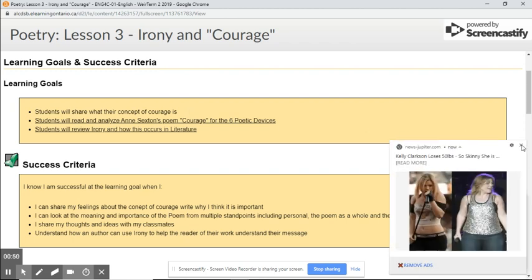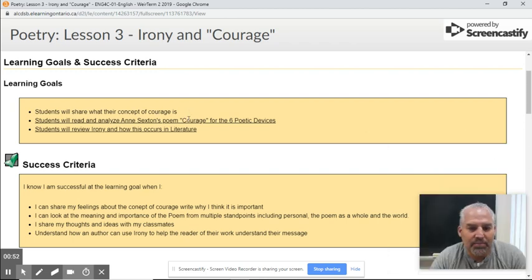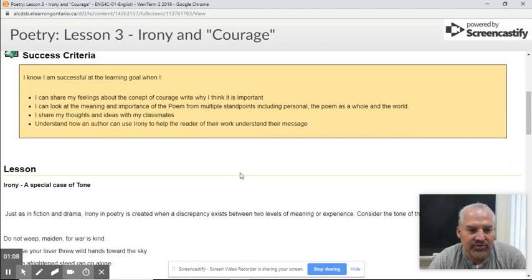You're going to take a look and analyze the poem called Courage by Sexton for the 6 poetic devices that we've been talking about for the past 2 or 3 days. And then you're going to review how irony occurs in literature and then apply that to Sexton's poem. So at the end, you're going to be successful when you can share your feelings with the concept of courage and write why you think that's important.